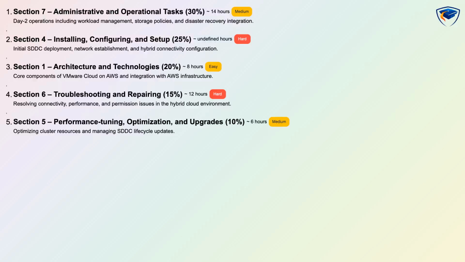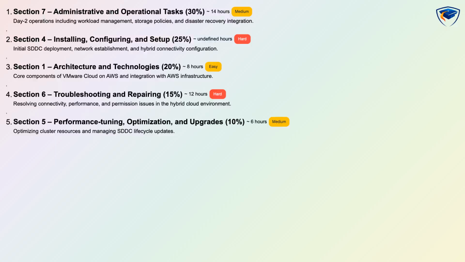Overview of the exam structure and domain weights. Section 7 Administrative and Operational Tasks is 30%. Section 4 Installing, Configuring, and Setup is 25%. Section 1 Architecture and Technologies is 20%. Section 6 Troubleshooting and Repairing is 15%, and Section 5 Performance Tuning, Optimization, and Upgrades is 10%.